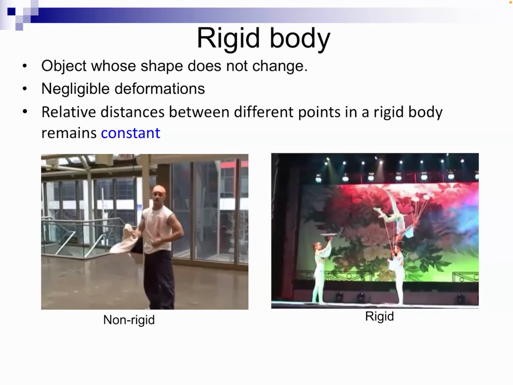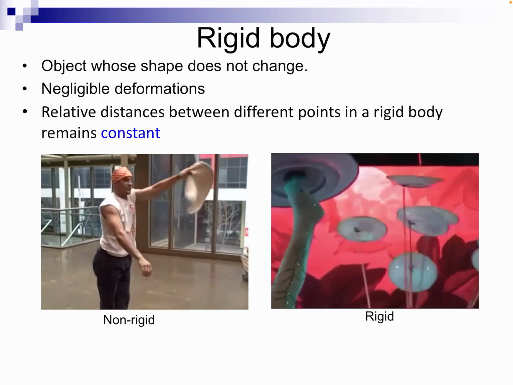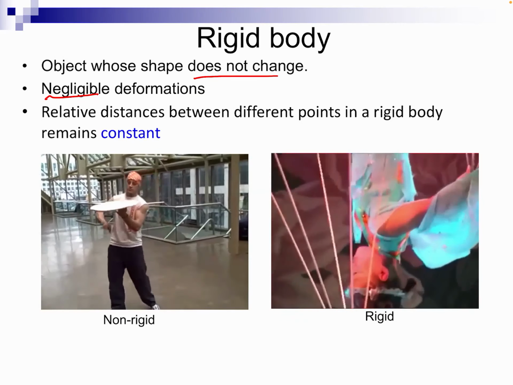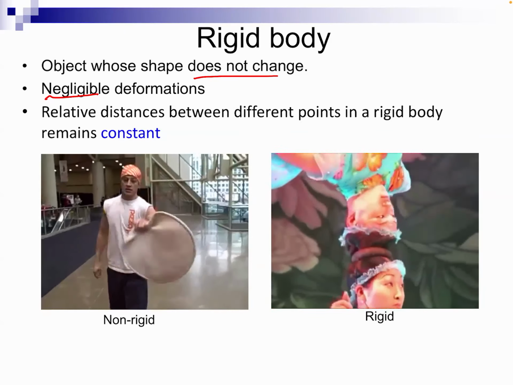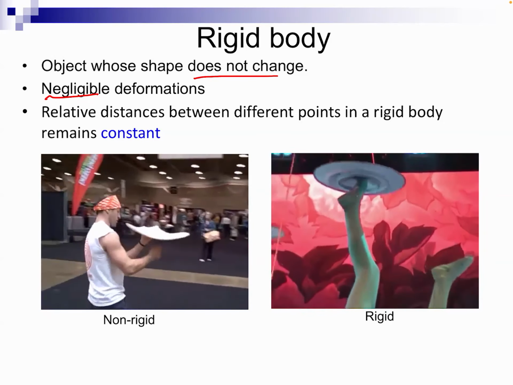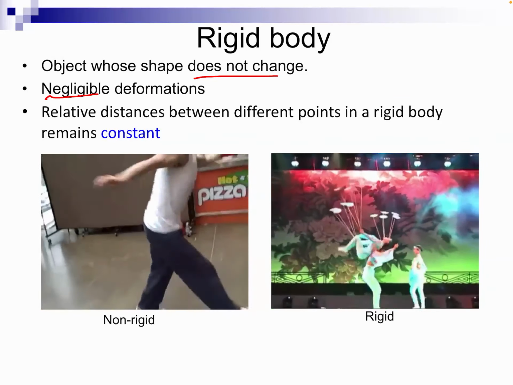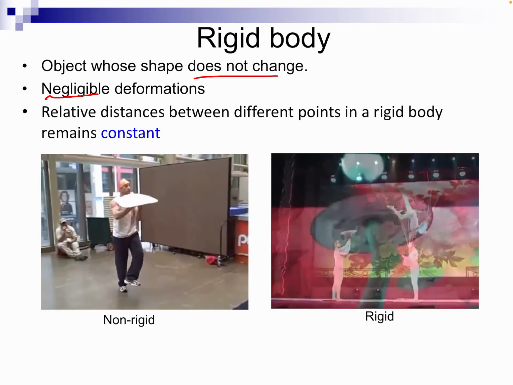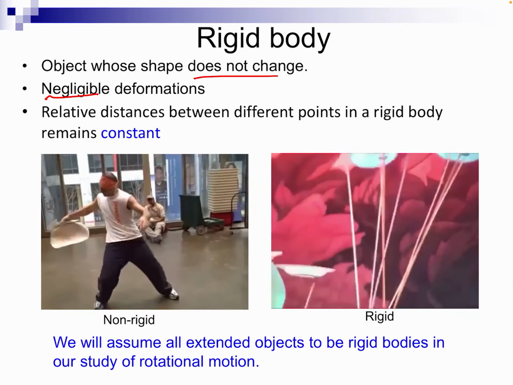So there is some deformation that we can see in a non-rigid object, whereas for rigid objects, the deformation is negligible. And since the shape doesn't change and the deformation is negligible, we can say that the relative distances between different points in the rigid object are constant. And so this will simplify our analysis of rotating objects. So in this course, we will essentially consider only rigid objects that are rotating.